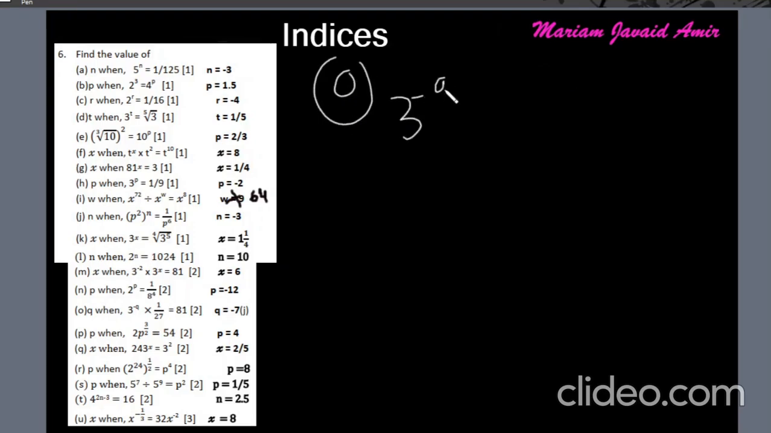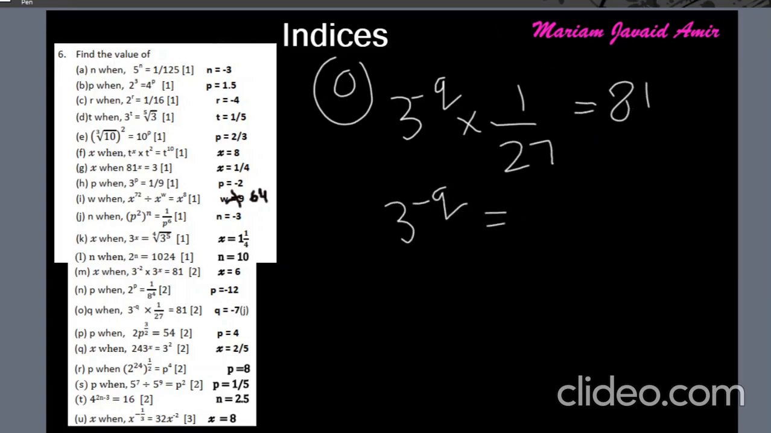3 power minus q times 1 over 27 equals 81. Let's take 27 to the other side and multiply it with 81. So 81 times 27 is 2187. Now let's change this into a power of 3.